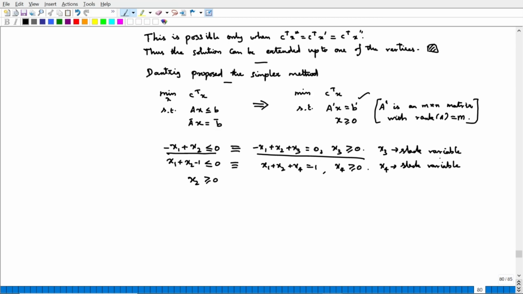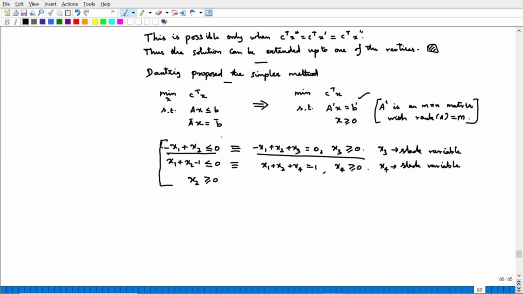All right. So, now we have written this set of constraints: minus x1 plus x2 less than or equal to 0, x1 plus x2 minus 1 less than or equal to 0, x2 greater than or equal to 0. As you have 2 equality constraints and 3 inequality constraints, x2, x3, x4 greater than or equal to 0. We are still not done because we do not have x1 greater than or equal to 0, right. So, x1 here is unconstrained.